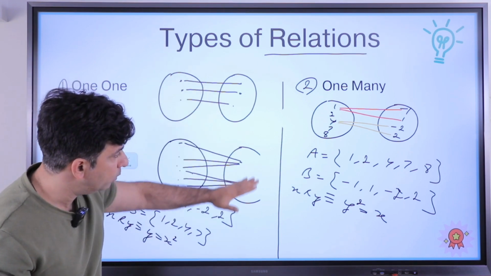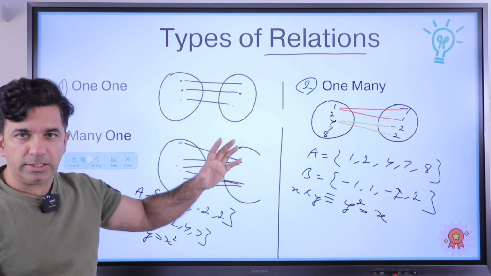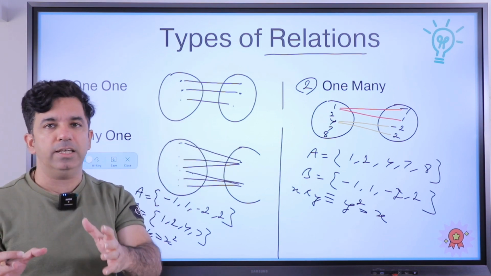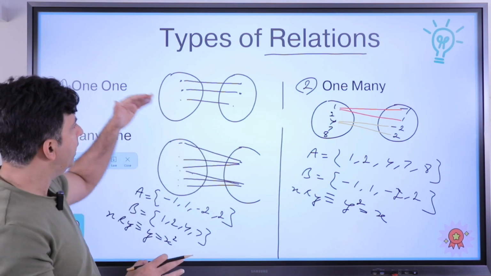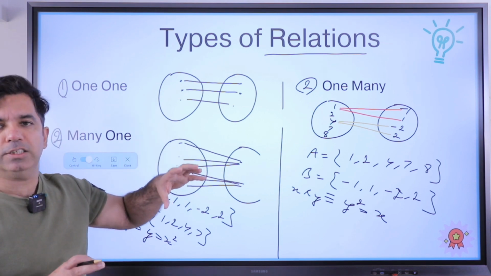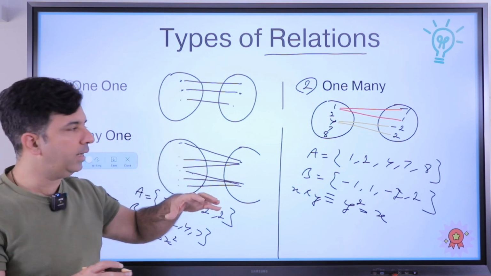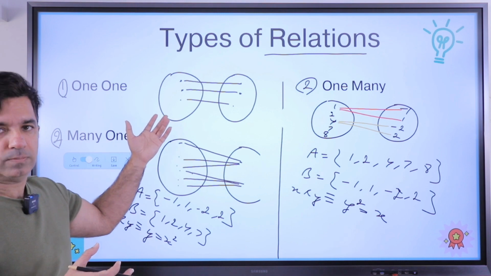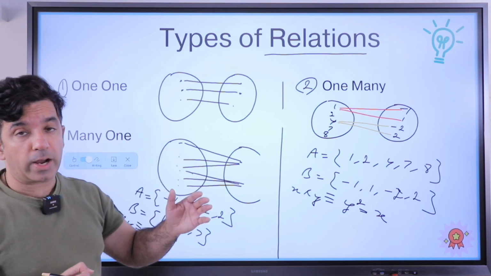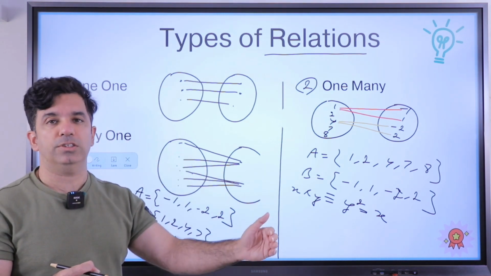We should know these terms very well: what is a relation, what are the domain, range and codomain of a relation, and then these names: one-many relation, many-one relation, and the one-one relation. Now let's have a look at what a function means.